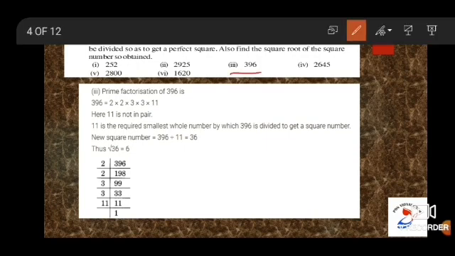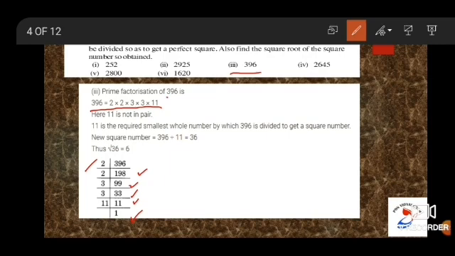The question is 396. First, let us check out the prime factors of 396. So, 396 divided by 2, the result is 198. 198 divided by 2, it is 99. 99 by 3, it is 33. 33 by 3, it is 11. And 11 by 11, it is 1. So, let us write down the prime factors. 396 is equal to 2 into 2 into 3 into 3 into 11.